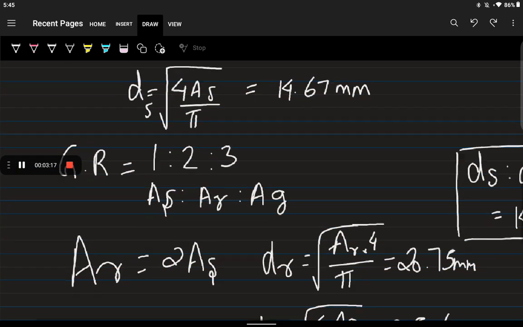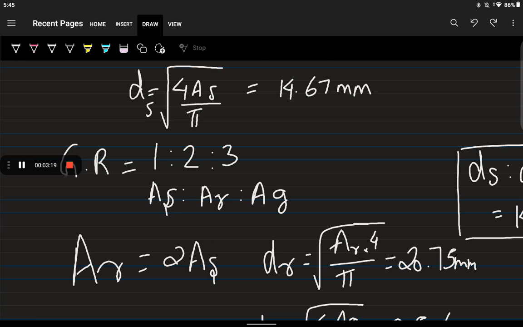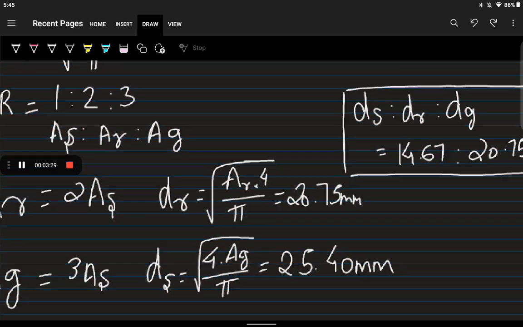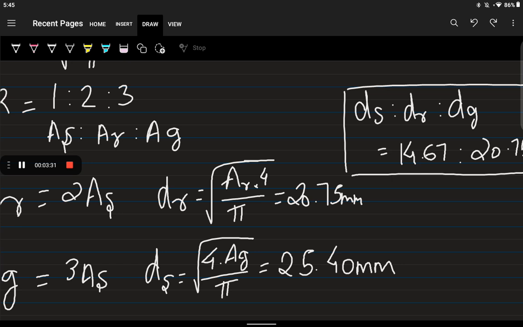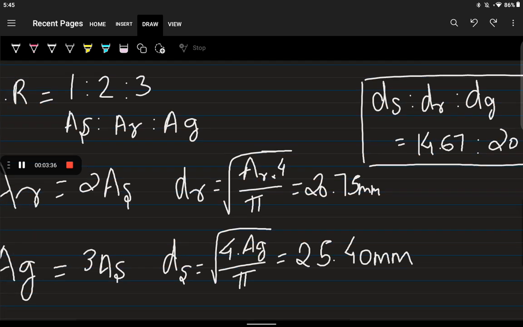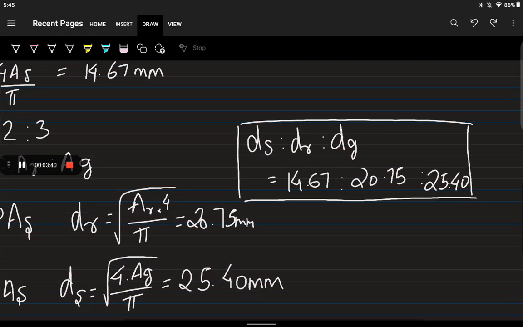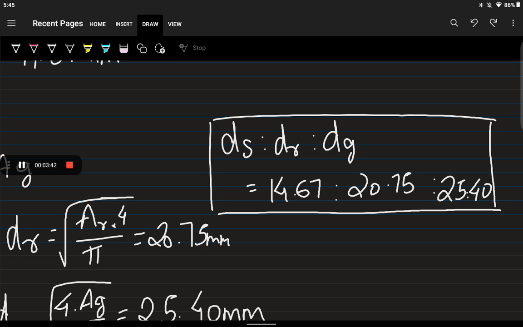Next, the diameter of runner we can find as root of 4 into AR divided by π, and we know that AR is equal to 2 times AS. If we don't solve for DR and DS and just take the ratio, we can proceed. Else, if they ask for the diameter, we can solve for each of them and find the diameter values. And taking the ratio, this is the ratio: 14.67 is to 20.75 is to 25.40. So that's it, the question is solved.